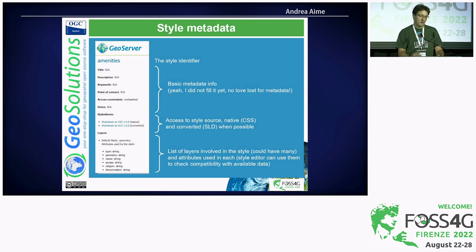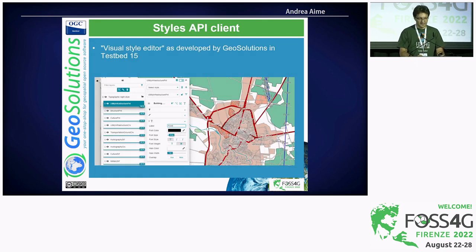We have a bunch of style metadata describing what the style does and which layers it's linked to, but also, interestingly, the list of attributes that it actually needs to work. So some styles do not need any attribute, and they can be used against any layer of the proper geometry type, but others need labels. They need other attributes, thematic maps, stuff like that. And we have a description of which attributes are needed.